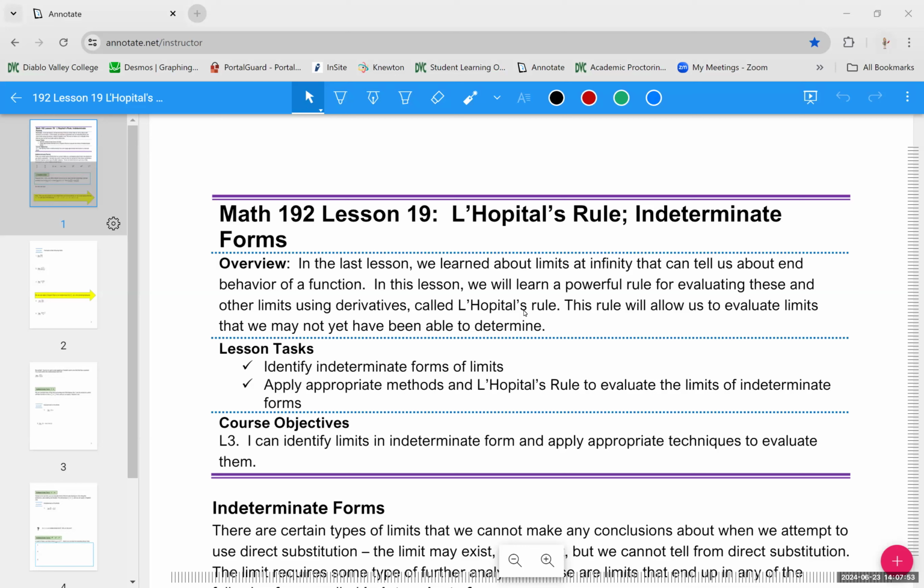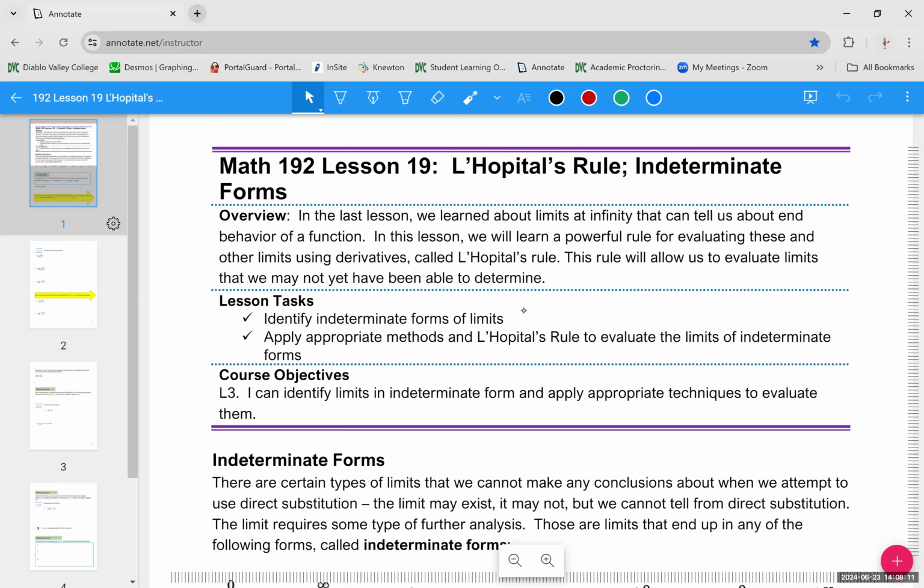And then we're going to learn about a rule that was devised by a French mathematician that we can use to help us find the limits in these situations with indeterminate forms. So that is what we are doing here. And it's kind of the last bit that we need.